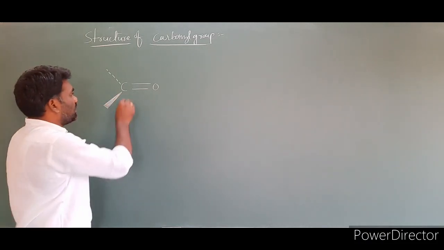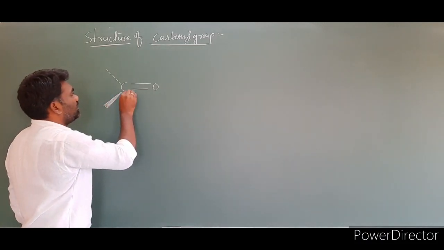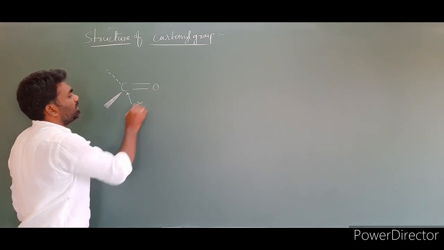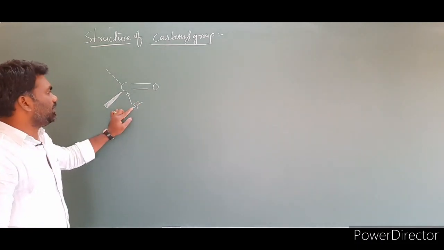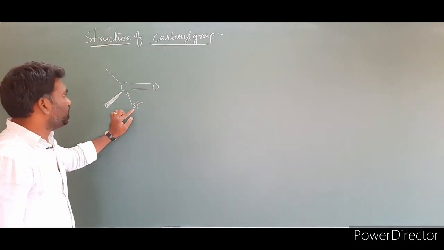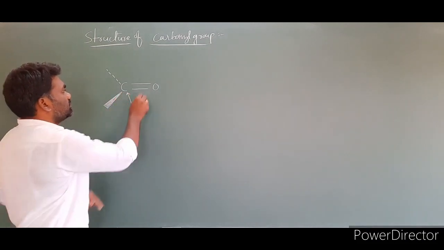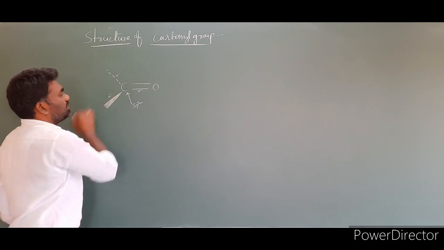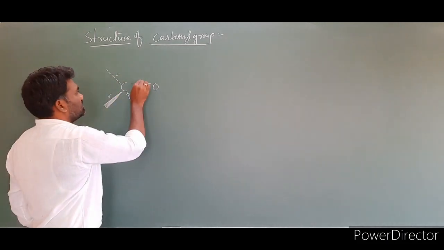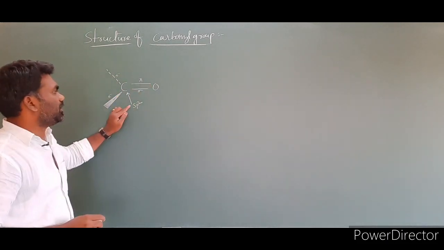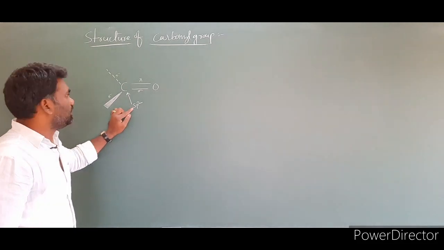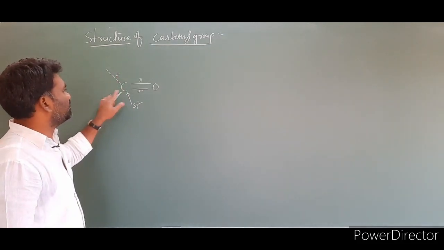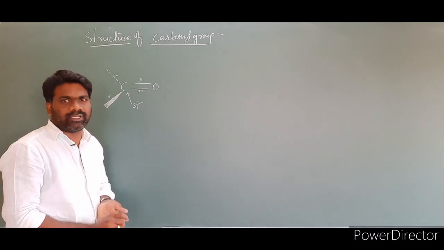So this carbonyl carbon undergoes sp2 hybridization. It forms 3 sigma bonds. This is one sigma bond, this is another sigma bond, and this is another sigma bond, and here it is the pi bond. So the carbonyl carbon undergoes sp2 hybridization, and it forms 3 sigma bonds, and 1 pi bond is there.